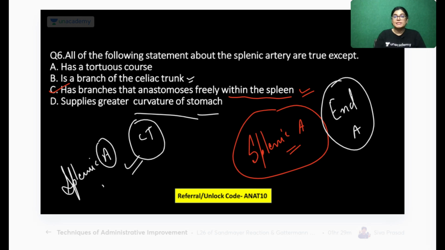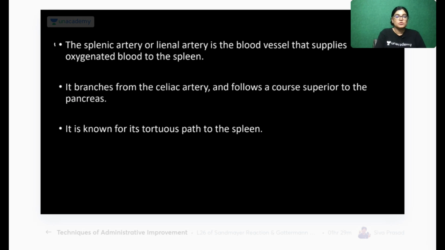Supplies the greater curvature of the stomach. Yes, the branch of the splenic artery called the short gastric artery supplies the fundus part, the greater curvature part of the stomach. As for branches which anastomose freely within the spleen, option C is wrong. All other options are perfectly correct. Let me show you the correct details.